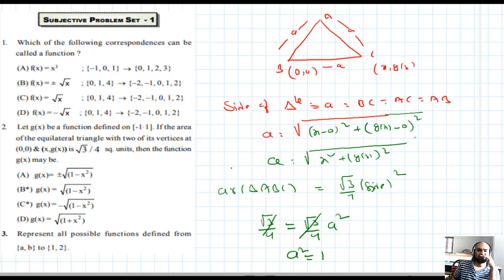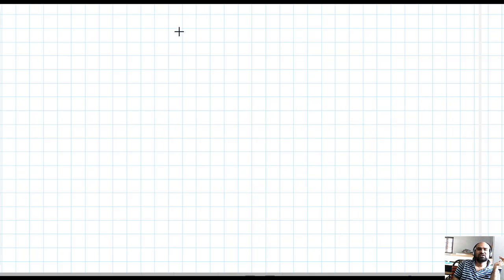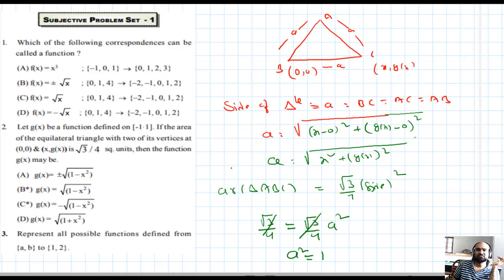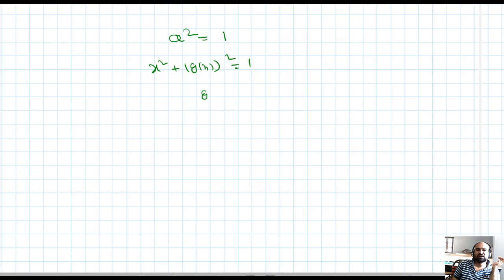Okay. So I will write on the next page. So that is a square equal to 1. a square means what? x square plus g of x whole square equal to 1. Observe here. Just now I proved, no? a is that. So you want g of x whole square. g of x whole square equal to 1 minus x square, but I want g of x.